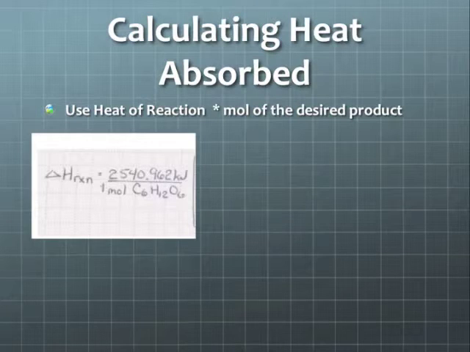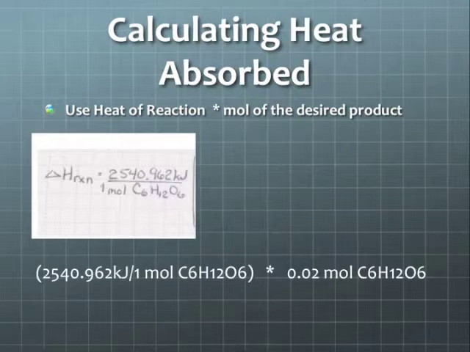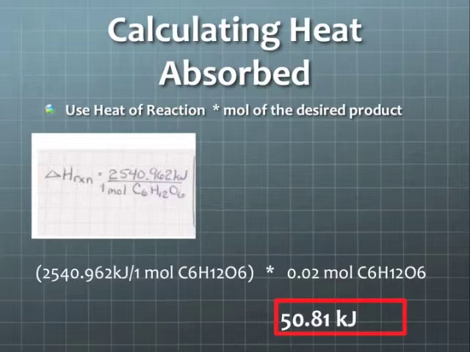So now off to finding the heat absorbed of the reaction. Since this is an endothermic reaction, that's why we should find the heat absorbed, not heat release. But since heat release is exothermic, we need to use the heat of reaction provided on the question and multiply it by the moles of the desired product, which is the glucose. I ended up having 50.81 kilojoules as the heat absorbed. We later need to convert these kilojoules to joules.